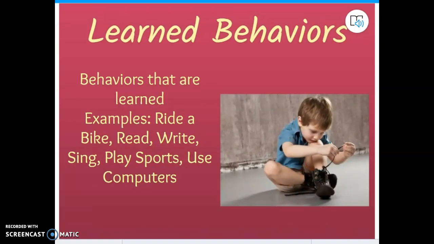Learned behaviors. This is another slide that I think will be very important when you're working on your project this week, because you're going to have to tell me what type of learned behaviors the characters you choose might have. I'll go over the project in a few minutes. This is a great slide to pick that up on.